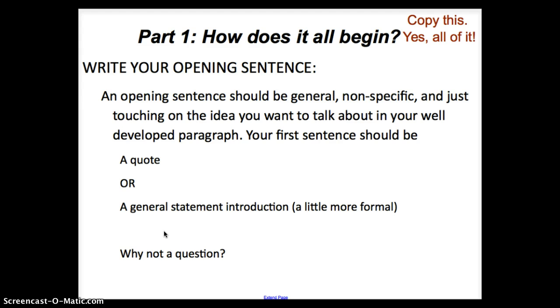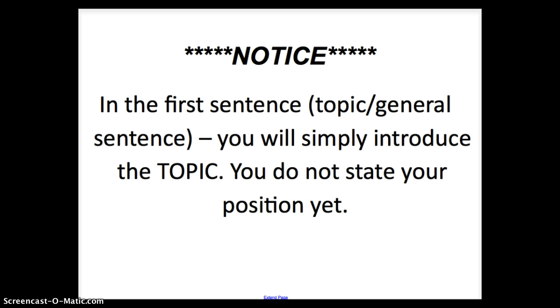It takes away from the formality of your writing. It means that it's about your thoughts and your opinions rather than just a fact or an argument that's based on research. In the first sentence, you're just going to simply introduce the topic. You do not state your position yet. Just like we said, it's your hi, hello, this is what I'm about to talk about.